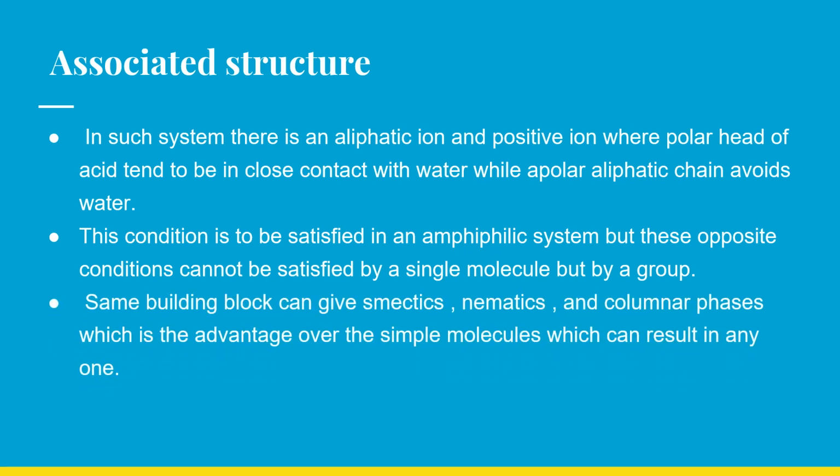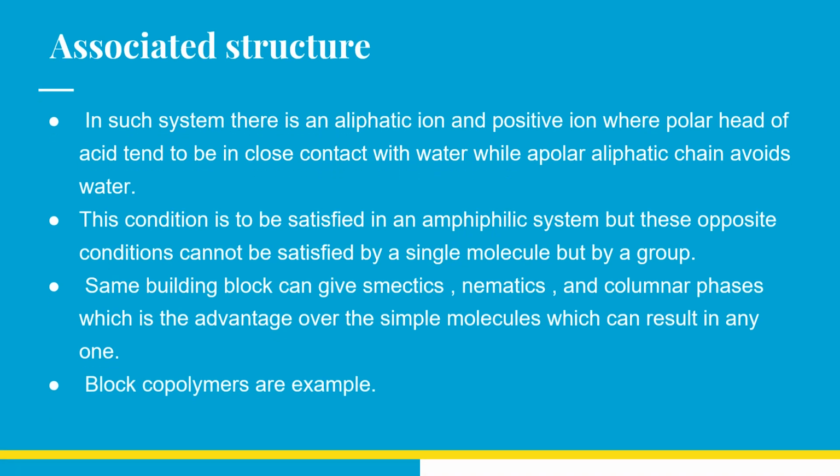But it can be satisfied by a group of molecules. The same building blocks can give smectics, nematics, as well as columnar phases, which is the advantage over simple molecules, which can result in only one, that is either smectics and nematics or nematics and columnar phases. The block copolymers are the best example of these associated structures.